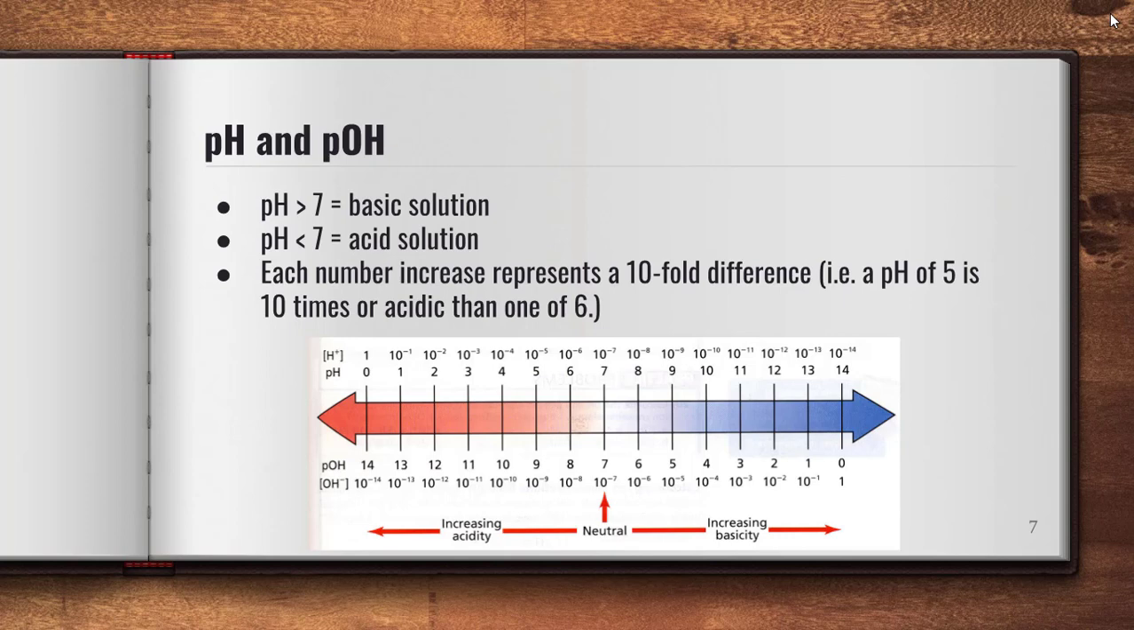The Richter scale works the same way when you're measuring earthquakes. On the Richter scale, a magnitude of 7.0 is 10 times greater than that of a 6.0. It's the same concept here when we look at pH.